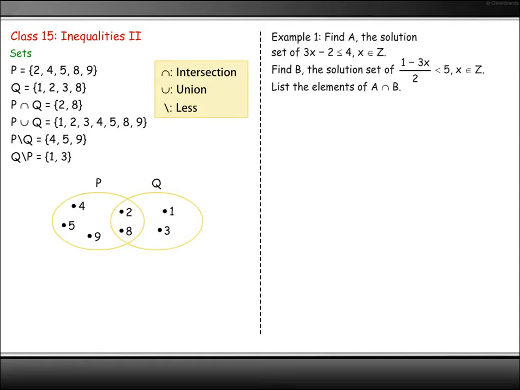Example 1. Find A, the solution set of 3x minus 2 is less than or equal to 4 for x an element of Z. Find B, the solution set of (1 minus 3x) all over 2 is less than 5 for x an element of Z. List the elements of A intersection B.